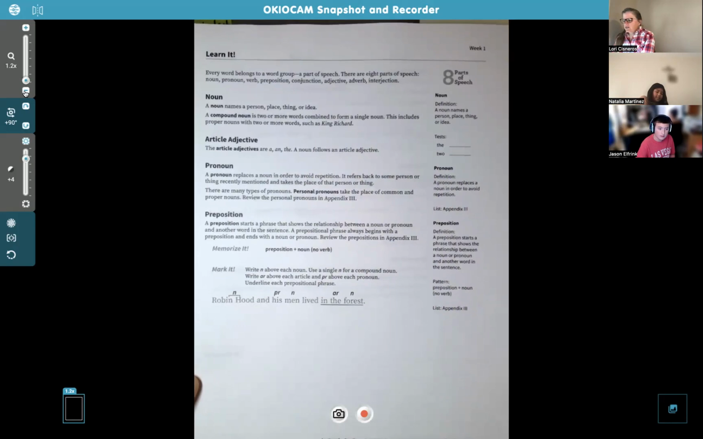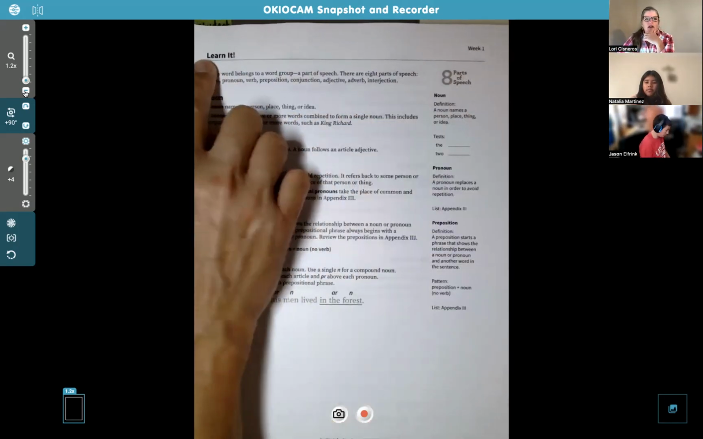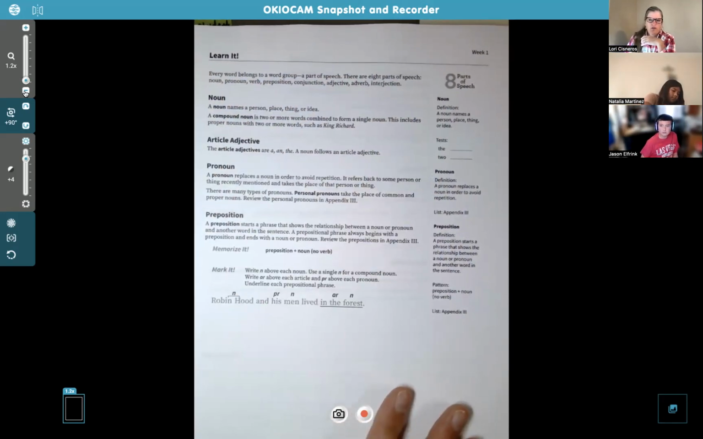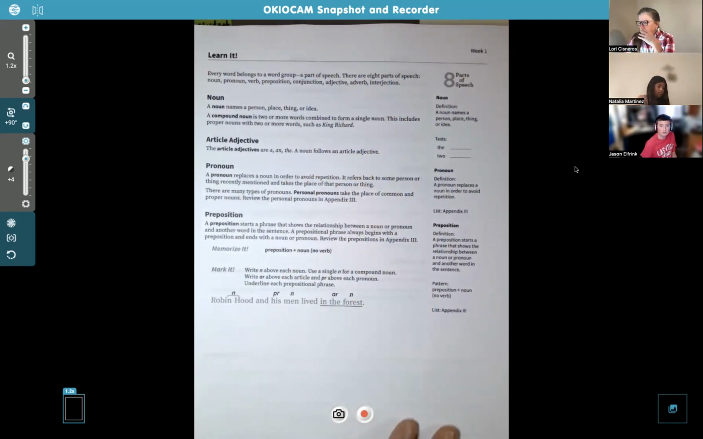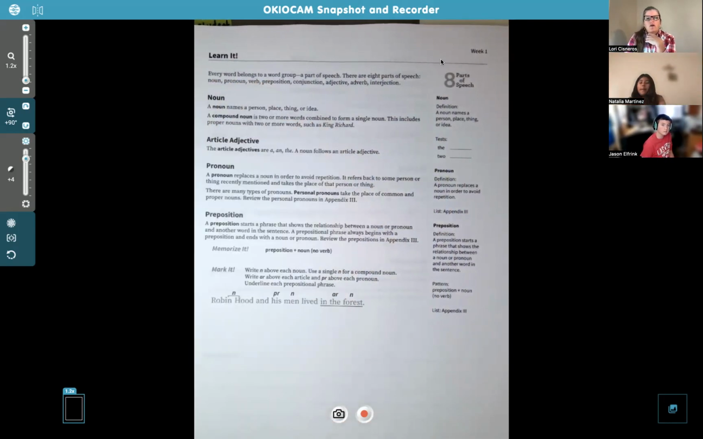And you'll notice at the top right, it'll say week 1. And then on the left, it'll say learn it. And every lesson has a page like this that we talk about in class. And I basically teach you what the skill is. And then we practice it together. So this first part, I'm going to be teaching you, and then we'll practice. So at the top, it says every word belongs to a word group.